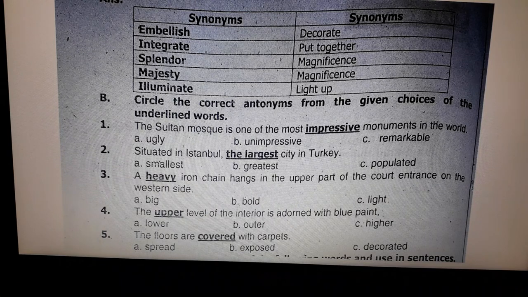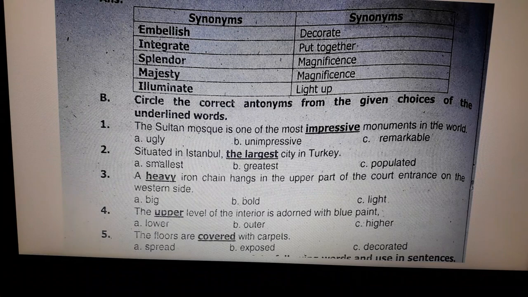The answer will be A, B or C. A, ugly, B, unimpressive, and C, remarkable. So the antonym of impressive is unimpressive. We have to choose the best answer. If we know the meaning, we have to find the opposite in the antonym case. Number 2, situated in Istanbul, the largest city in Turkey. The options are smallest, greatest or populated. Definitely the opposite of largest is the smallest.